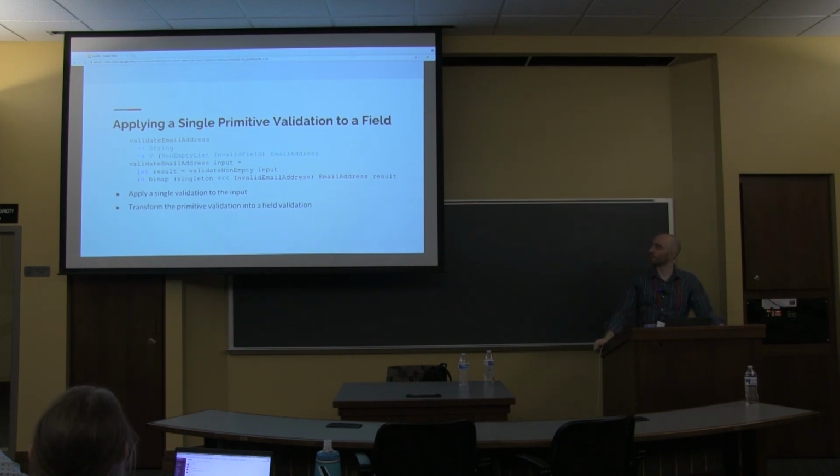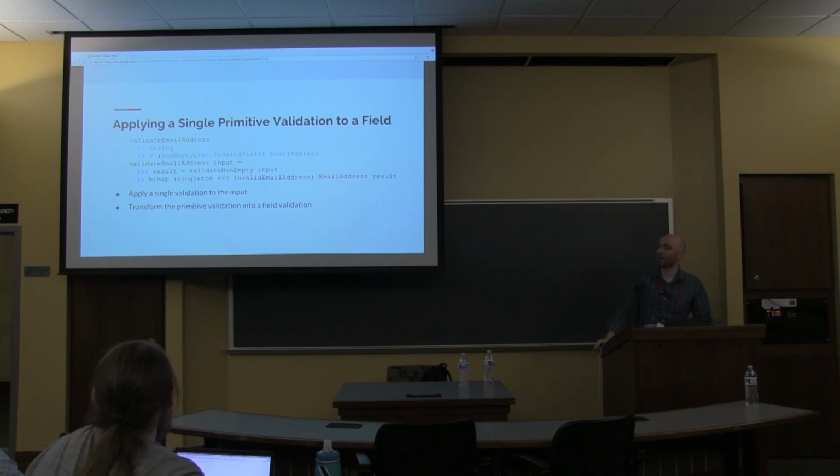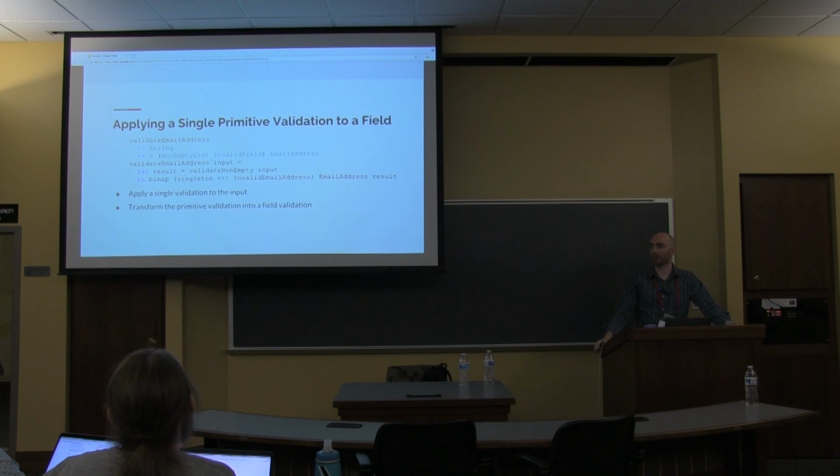What's the type of result there? The type of result there is going to be V NonEmptyList InvalidPrimitive and then String. And so bimap is transforming the NonEmptyList InvalidPrimitive to a NonEmptyList InvalidField, and then it's transforming the String to EmailAddress.